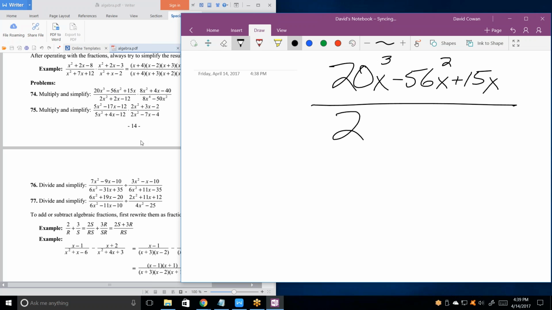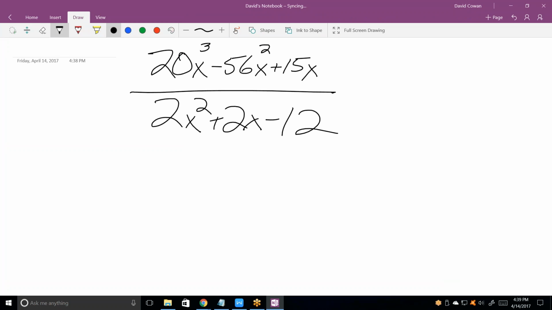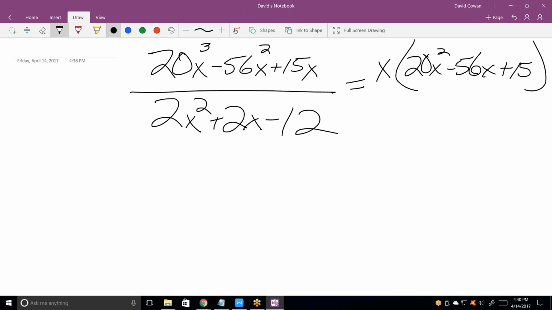Let's start with the left side. Only because I don't have room to write the whole thing. So let's try to factor. Can you take a greatest common factor out of the left side? The top left. X. Okay, what are you left with? 20x squared minus 56x plus 15. Okay, now that's a standard quadratic. Not going to be able to take a greatest common factor out of that, but I can probably factor it.